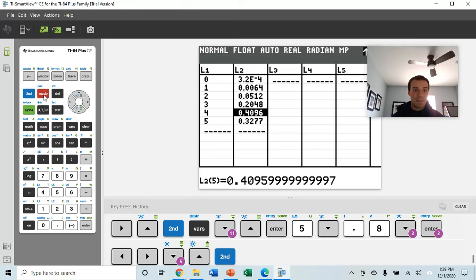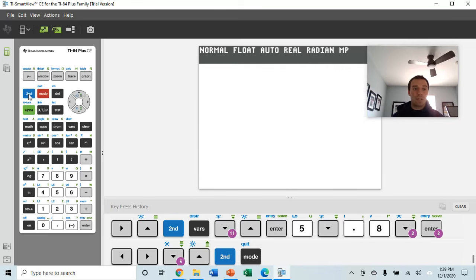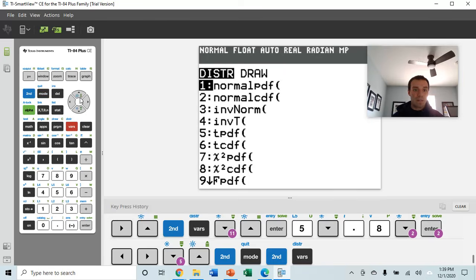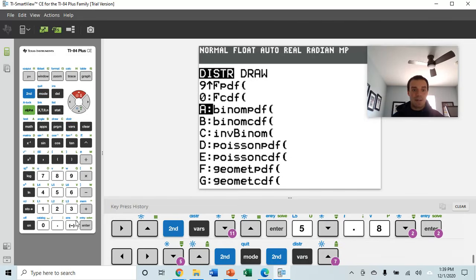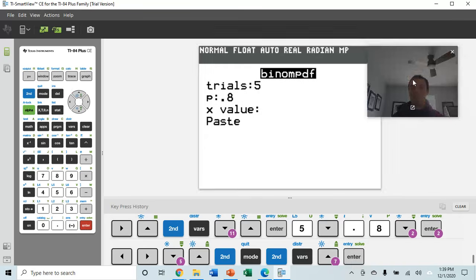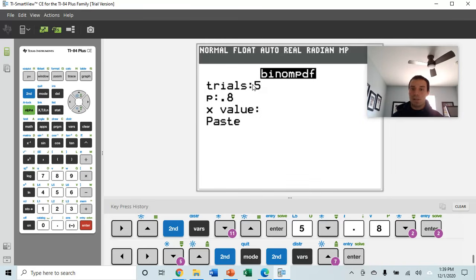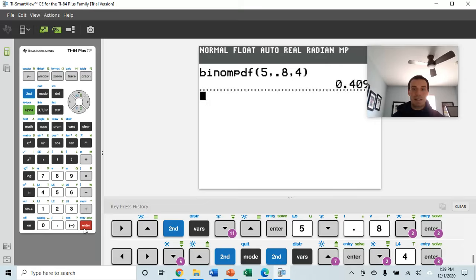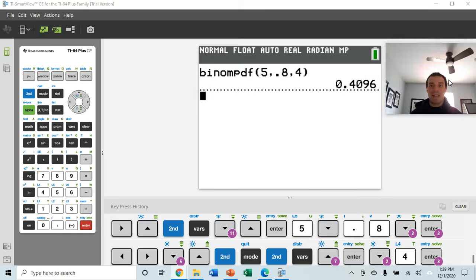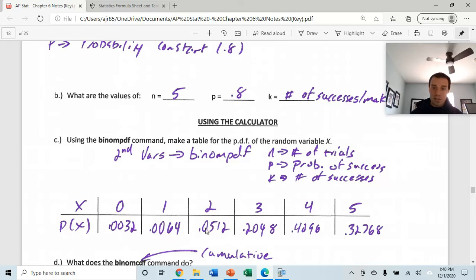If I get out of this, I could have done each one of these individually by going to second and vars, scrolling down to binomial PDF, and say I wanted to know, okay, what's the probability that he's going to make exactly 4? So I'd have my trials at 5, my probability at 0.8, the x value of 4, hit paste, and that'll give me the probability that he's going to make exactly 4 of the shots out of 5, which is 0.4096. So if we head back to the notes here, these are the values that I got in my table under stat and edit, okay? And I used Binomial PDF to get there.